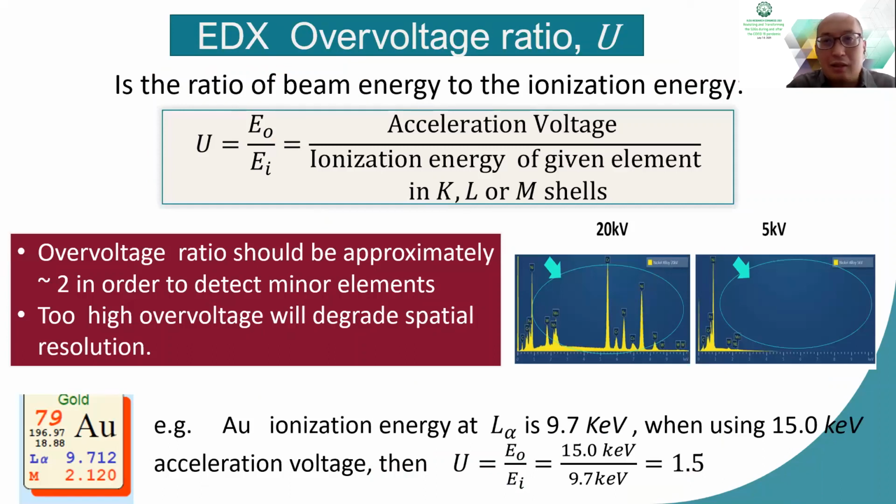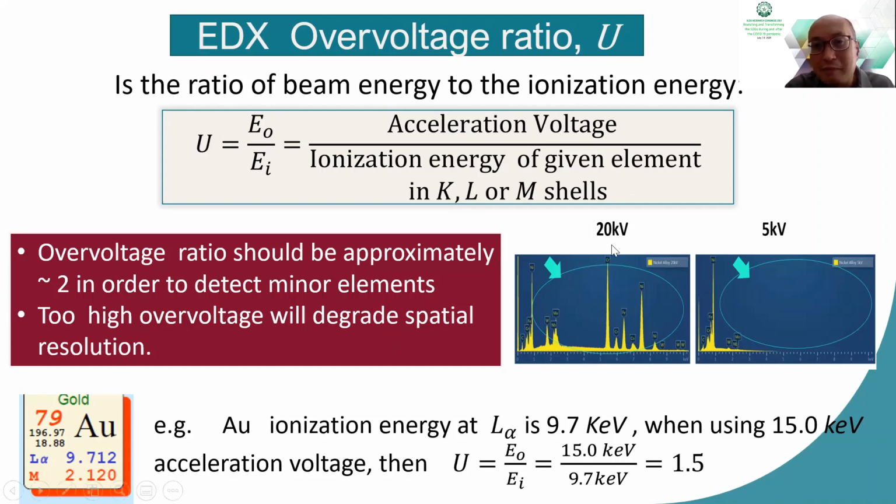EDX works by higher acceleration voltage. There is such a thing as the overvoltage ratio. It's a ratio of acceleration voltage versus the ionization energy. The ratio ideally should be 2 or greater, or more or less 2. Too high an overvoltage will degrade the spatial resolution.